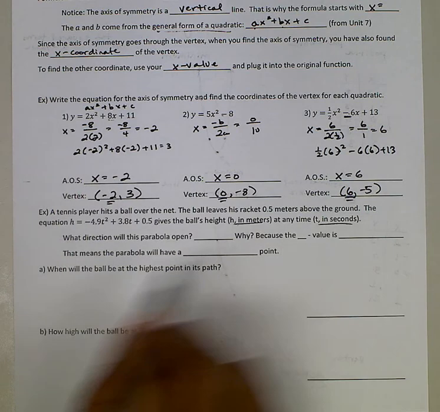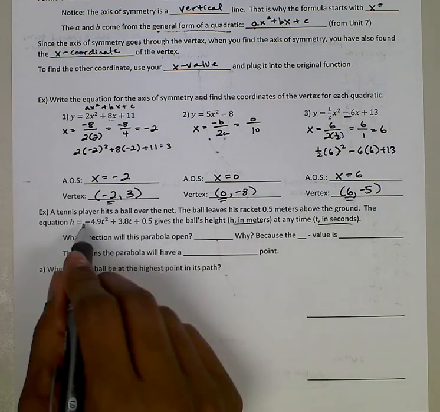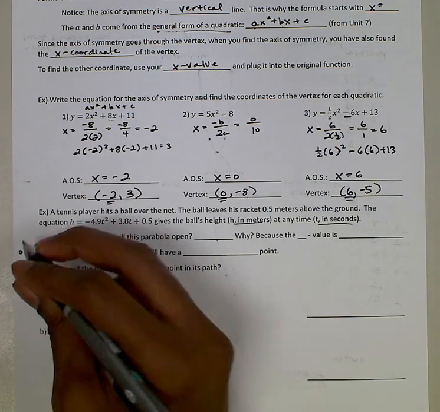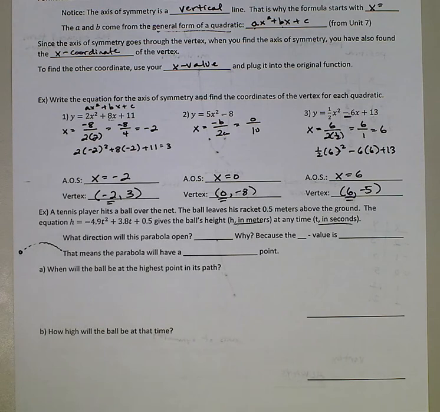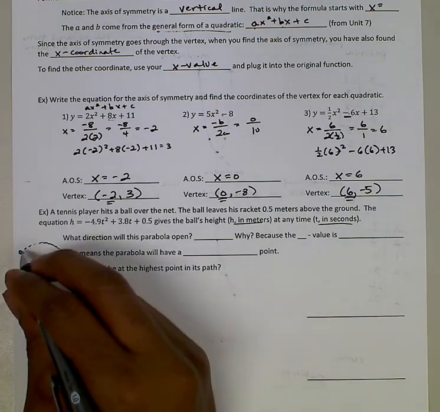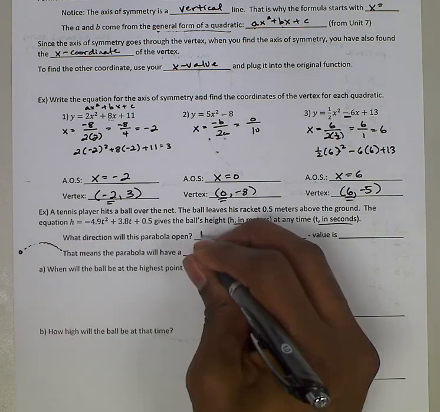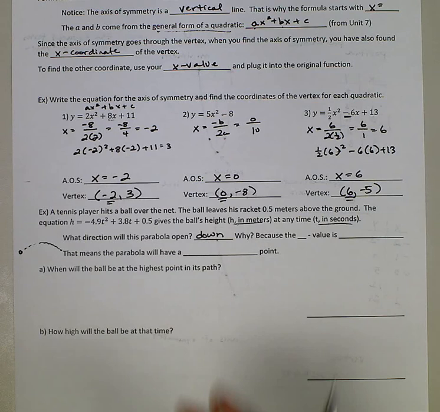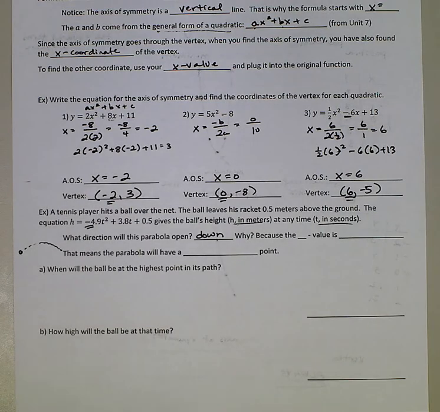Okay, what direction will this parabola open? First of all, if you just think about somebody hitting a tennis ball, it looks like this. If you see the parabola here, this will open down. It opens down just off how you would see it happen in real life. But based off the equation, the a value is negative, so you know it opens down.